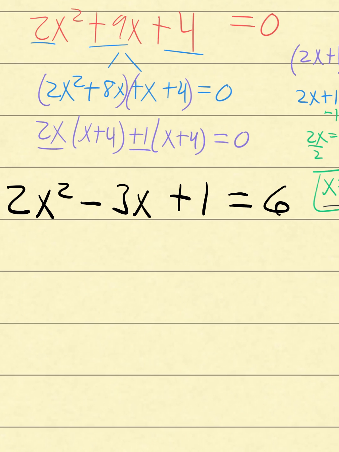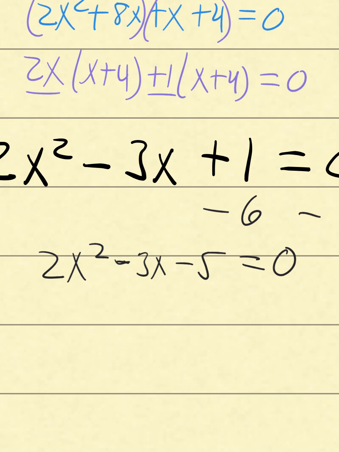All right, let's keep going. Let's try number 3. Again, with any of these problems, we want the entire equation set equal to what? 0. To 0, good. So we can subtract 6 from both sides. We get 2x squared minus 3x minus 5 equals 0. Let's try factoring this. How are we going to factor something like this?